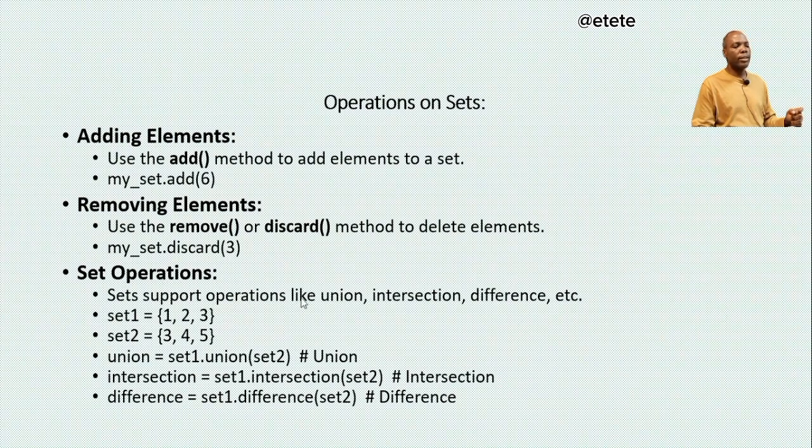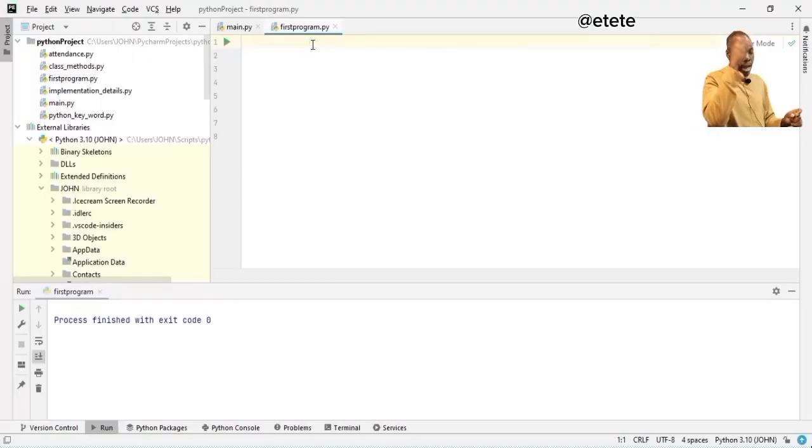Set operations. Sets support operations like union, intersection, difference, etc. These are functions, methods in set that you can call to carry out any operation on the set value. So I can supply two sets. Set 1, this is the value. Set 2, this is the value. Now, when I say union, that would be set 1 dot union set 2. What will be the value it's going to give to me? Practically, we will see that. Intersection, set 1 dot intersection set 2. What will be the value it's going to give to me? Difference, set 1 dot difference. What will be the value it's going to give to me? Now, let's practically see how that set works.